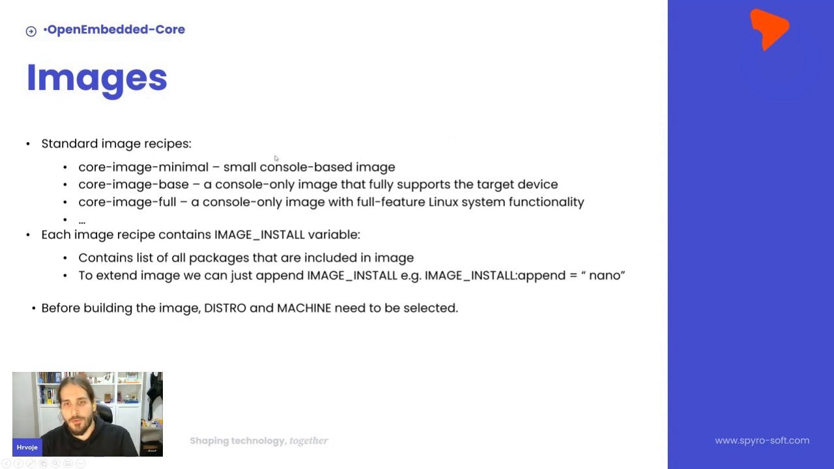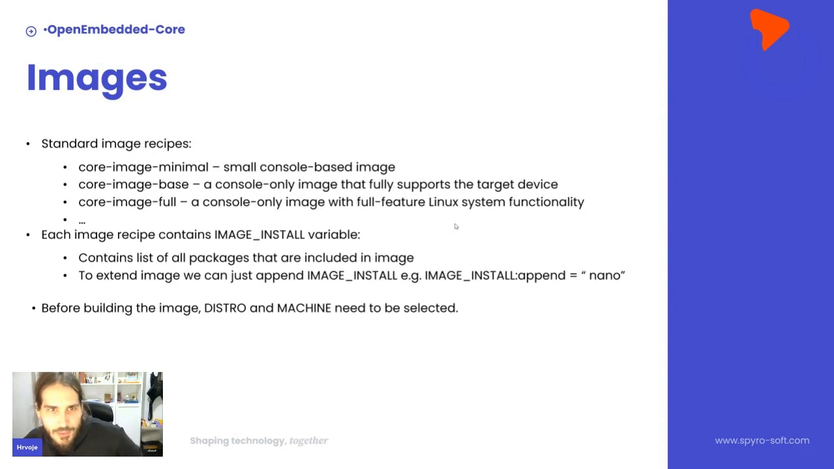What is important here is that each of these images defines this IMAGE_INSTALL variable, which has a list of all packages that are included in the image. And if we want to take one of these images and extend it with our own package, or some of the existing packages that are not included in the image, we just need to do IMAGE_INSTALL append and add, for example, I have added nano editor here. And you can do this in your own layer. So this append works the same way as appending a recipe works.